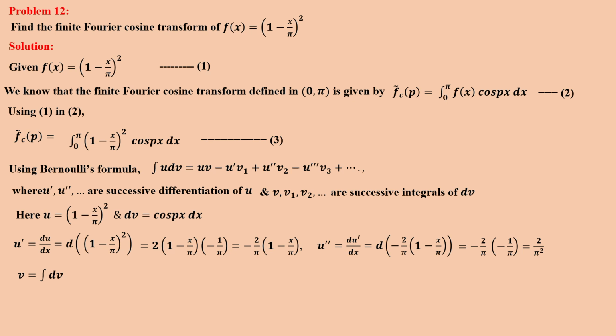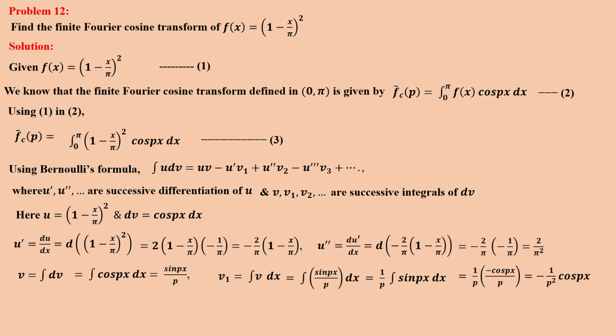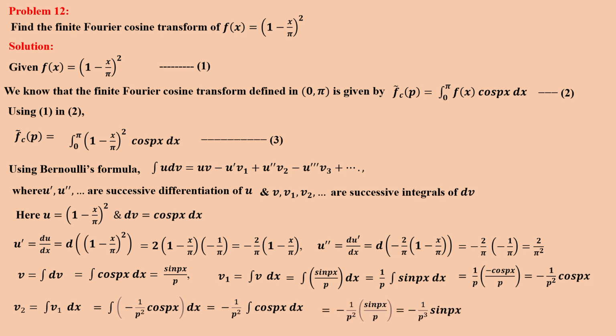Now v equals integral of dv, so the integral of cos px dx is sin px / p. Then v1 equals integral of v dx, so the integral of sin px / p dx is 1/p times the integral of sin px dx, which equals -1/p² cos px. Then v2 equals integral of v1 dx, which is the integral of -1/p² cos px dx, that is -1/p² sin px / p, which equals -1/p³ sin px.